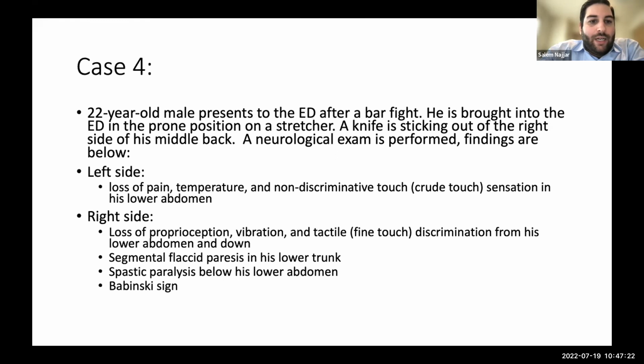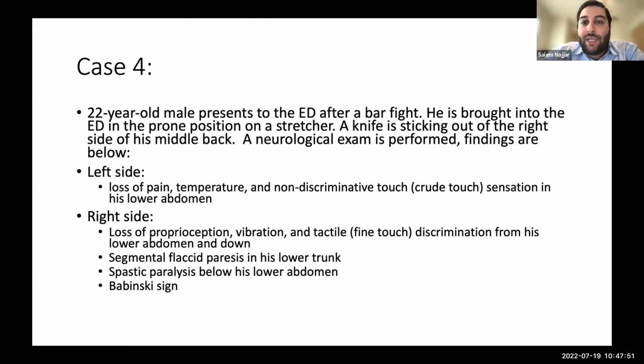He's brought into the ED in the prone position on a stretcher. A knife is sticking out of the right side of his middle back, and a neurological exam is performed, and the findings are below. So on the left side, there's loss of pain, temperature, and non-descriptive touch sensation in the lower abdomen. On the right side, there's loss of proprioception, vibration, and tactile discrimination from his lower abdomen down. Additionally, there's segmental flaccid paralysis in his lower trunk, and there's spastic paralysis below his lower abdomen.